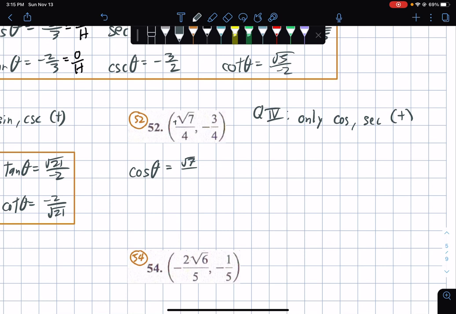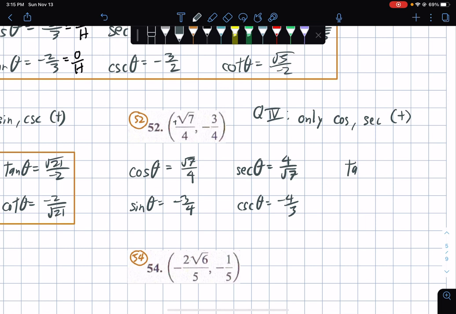That's for number 52. Cosine theta is square root of 7 over 4. Sine theta is equal to negative 3 over 4. Secant theta is equal to 4 over square root of 7. Cosecant theta is equal to negative 4 over 3. Tangent theta is equal to what?